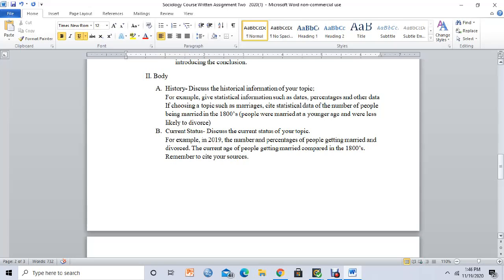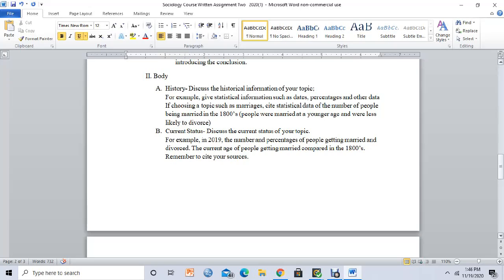Also, remember when you are talking about historical information and current information, you're bringing up data. You have to cite your sources, where you got it from. So you're saying back in 1975, 54% of people. Okay, sounds good, but where did you get that information from? So you find a source, and then at that point, you're going to cite your source according to APA format.